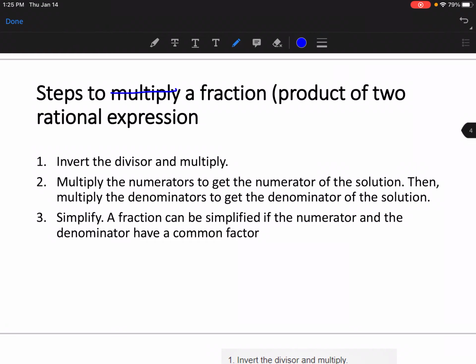Here are the steps to divide fractions, meaning the quotient of two rational expressions. The first thing is you're going to invert the divisor and multiply, and when we look at an example, it will make a little more sense. Then multiply the numerators to get the numerator of the solution, multiply the denominators to get the denominator of the solution, and then simplify. A fraction can be simplified if the numerator and the denominator have a common factor.